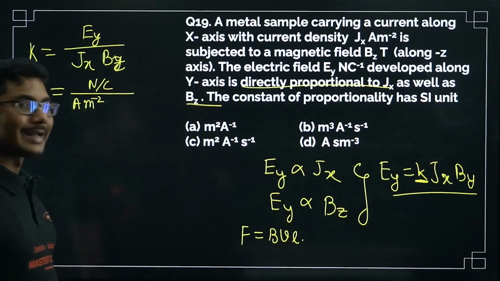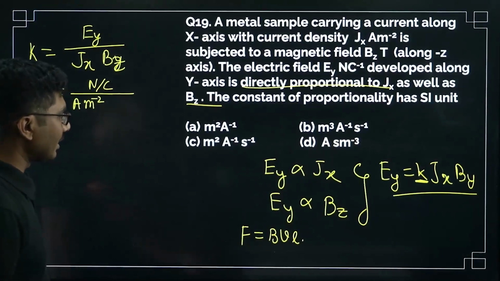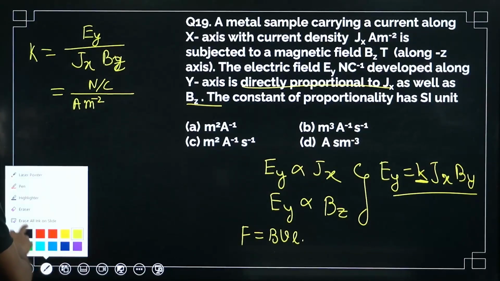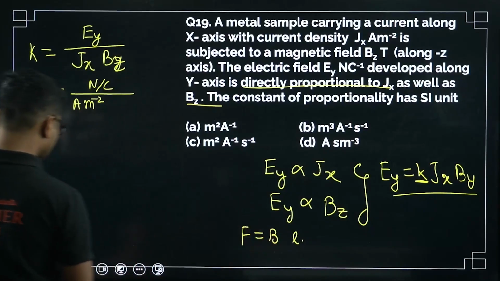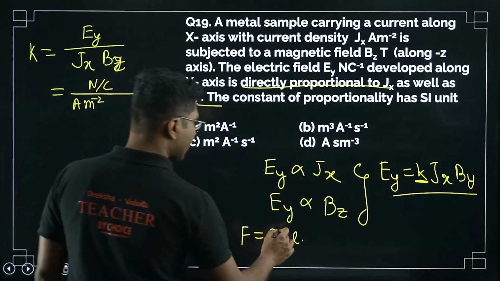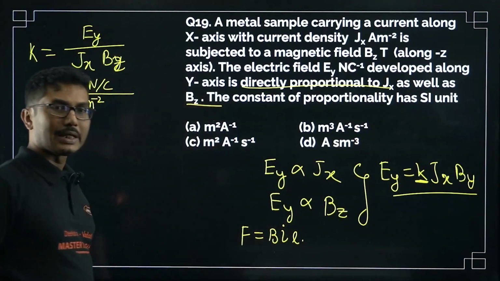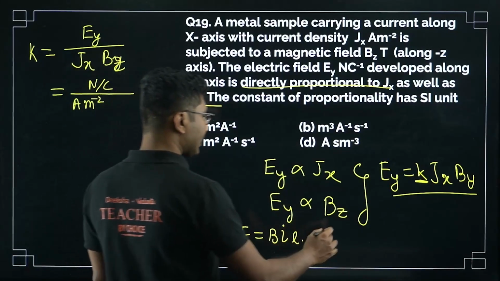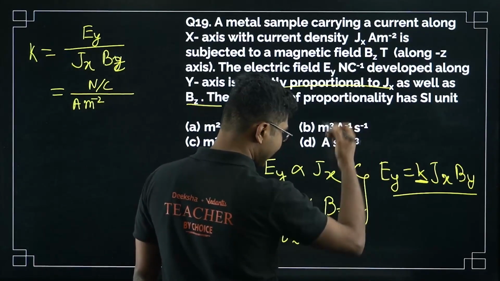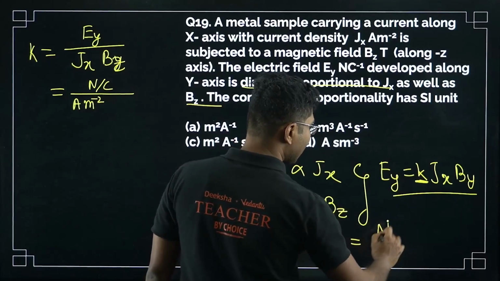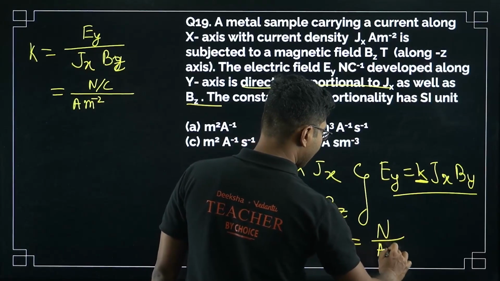Okay, so this is the magnetic force. From there you can find, sorry, not BVL, BIL, right? B I L sin theta. So magnetic force on a current carrying wire is given by BIL. From there you can calculate the unit of magnetic field, Tesla basically. Tesla is nothing but Newton divided by ampere meter.